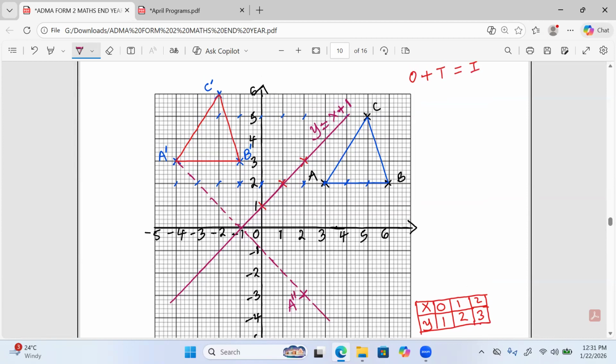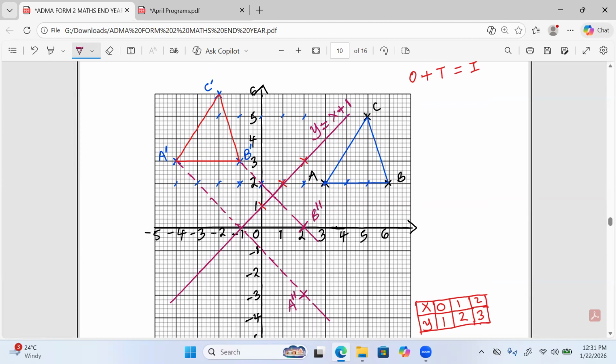Then for B, we do the same. We connect B to the mirror line, perpendicularly, of course. So we connect it to the mirror line like that. Then we move an equidistance to the opposite side. An equidistance will take us to this point, B double prime.